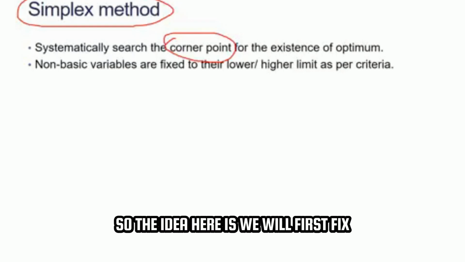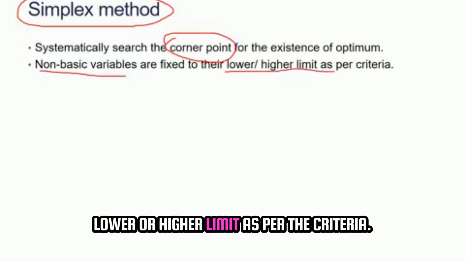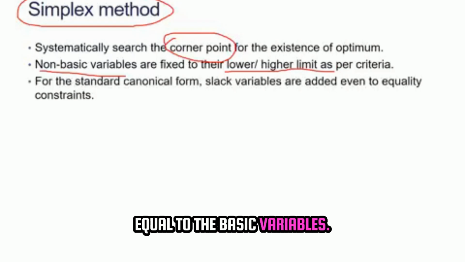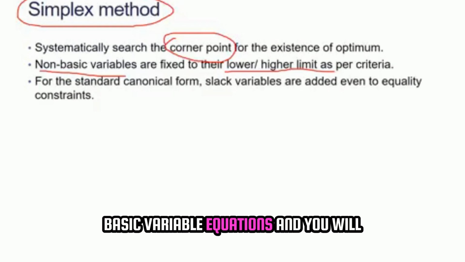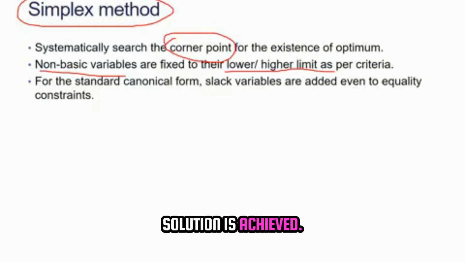So the idea here is we will first fix the non-basic variables either to their lower or upper limit as per the criteria. I'll tell you the criteria in a while. Once you fix those variables, you only have basic variables, and the number of equations is equal to the number of basic variables. You just need to solve those equations, and if all the limits are satisfied, then you say that the optimal solution is achieved.